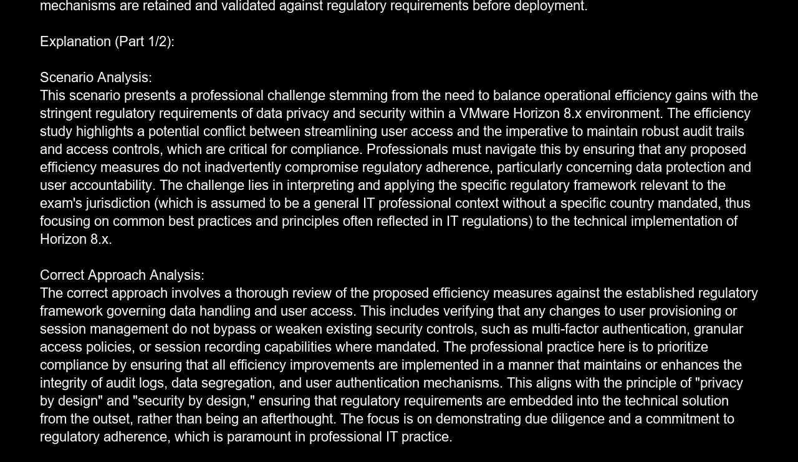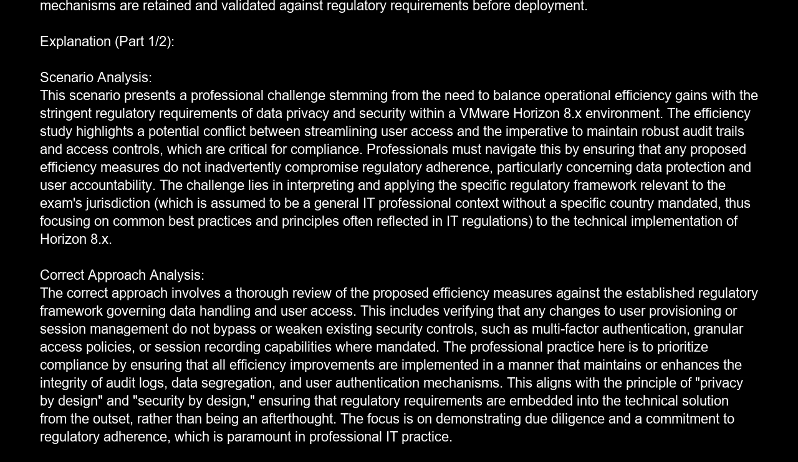The correct answer is D. Automate user provisioning and deprovisioning workflows, ensuring that all security configurations and audit logging mechanisms are retained and validated against regulatory requirements before deployment. Explanation.